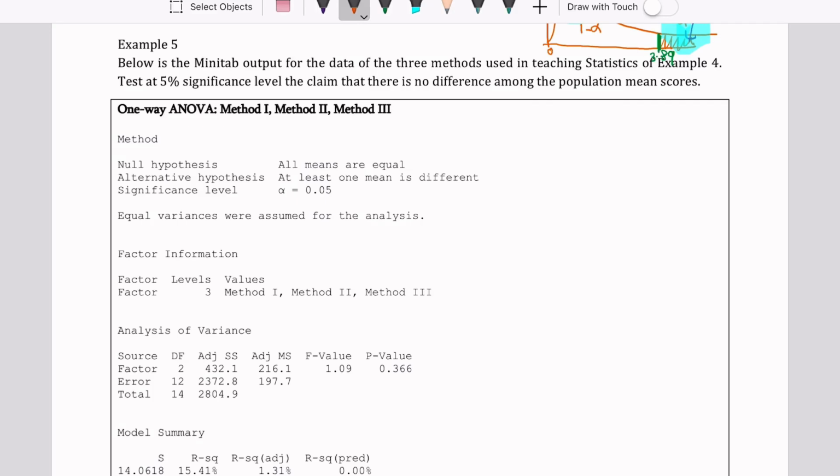We continue with part 3 of the video. In the last video, I demonstrated to you how to calculate the F value. So in this video, example 5, I will show you how to conduct the hypothesis testing by using the p-value. We are still using the same example, the 3 methods used in teaching statistics. But this time, you are given a statistical output, and you have to test at 5% significant level the claim that there is no difference among the population means.